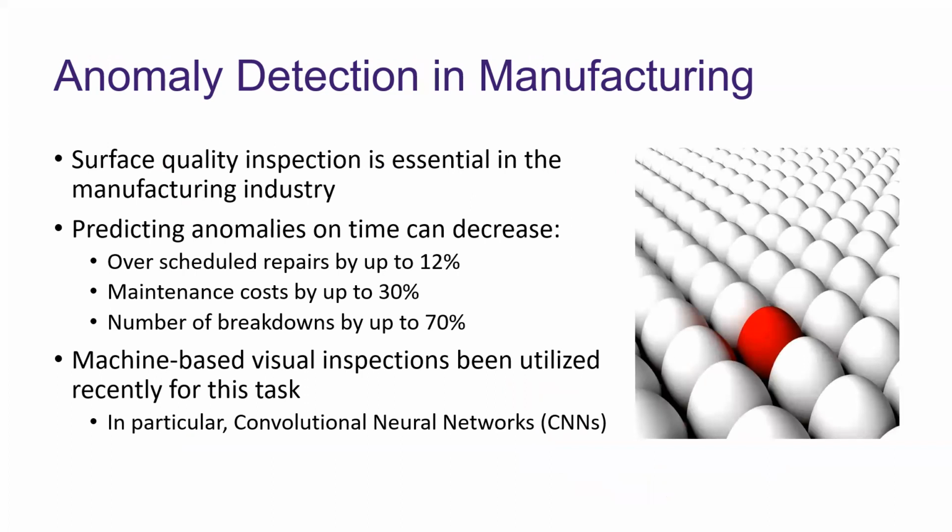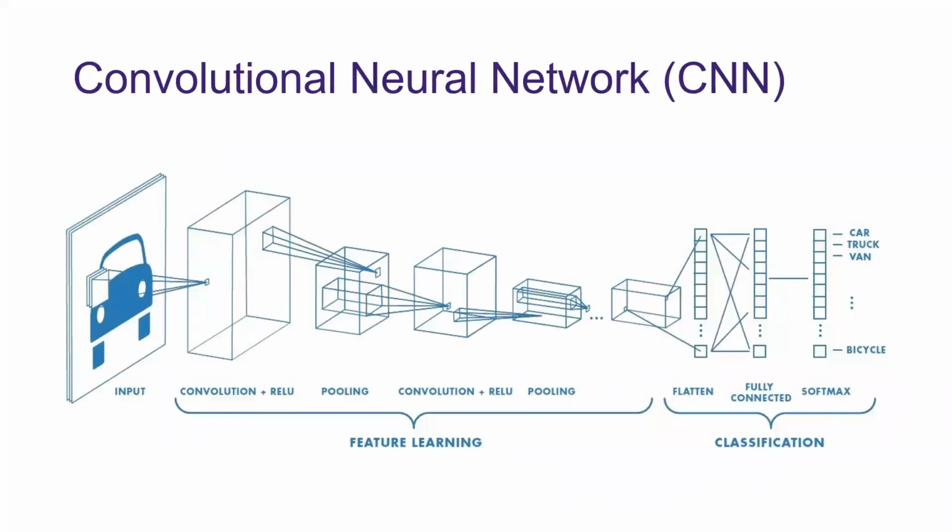Predicting anomalies on time can decrease over-scheduled repair by up to 12%, maintenance cost by up to 30%, and the number of breakdowns by up to 70%. As a result, and to keep up with the throughput demand while trying to realize a near-perfect quality inspection, machine-based visual inspections have been utilized in recent years instead of human experts to identify defective products, and in particular, convolutional neural networks. A convolutional neural network, or CNN, is a class of deep learning neural network models that is most commonly applied to analyzing visual imagery.